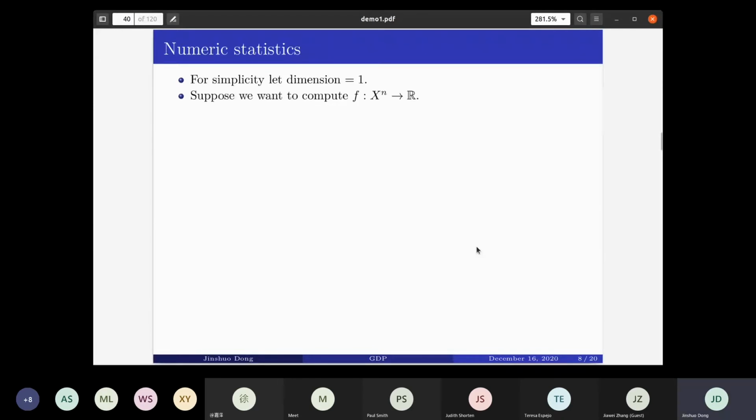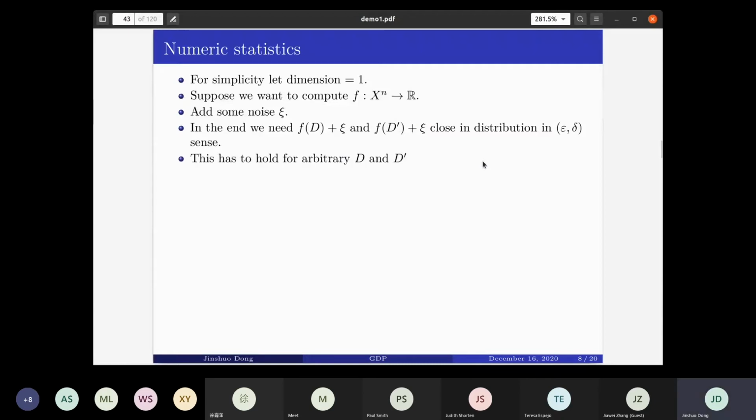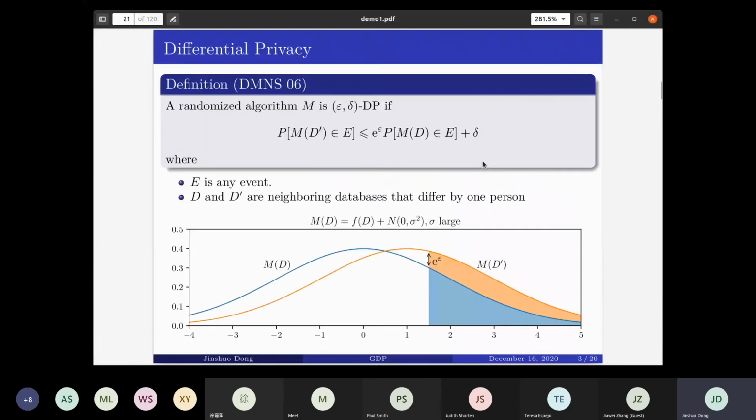Suppose you want to compute this f; think of f as the sample mean. Given n, think of x as in R^p. We may want to compute the sample mean among all the n data points. For privacy, we are going to add some noise, c. In the end, we need that f(D) plus the noise and f(D') plus the noise are close in distribution in an absolute sense. And this has to hold for the quantifier over all possible D and D'.